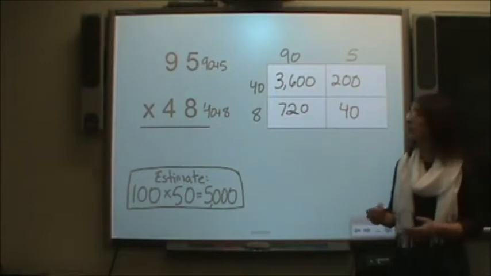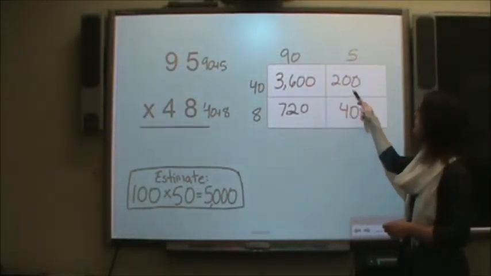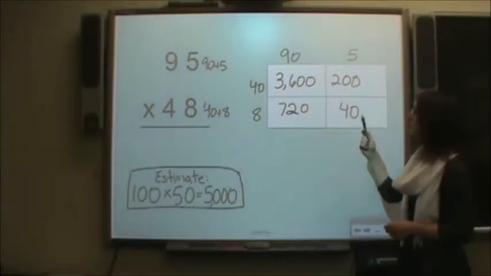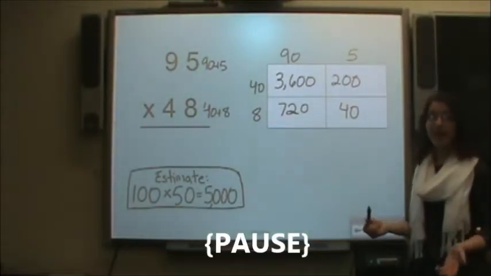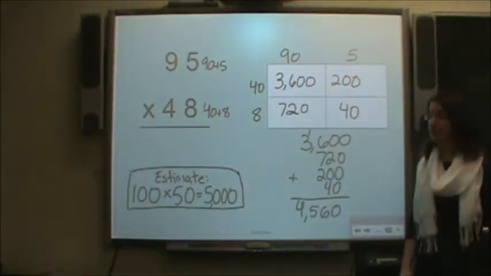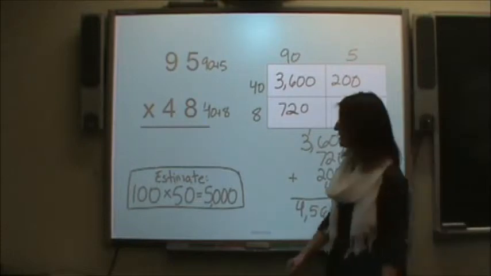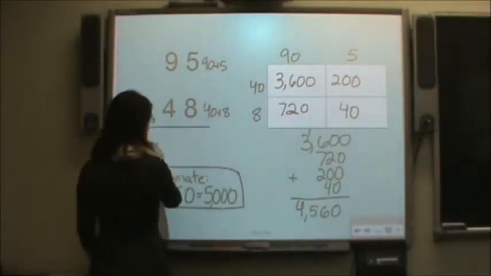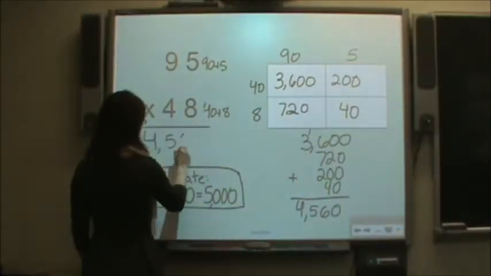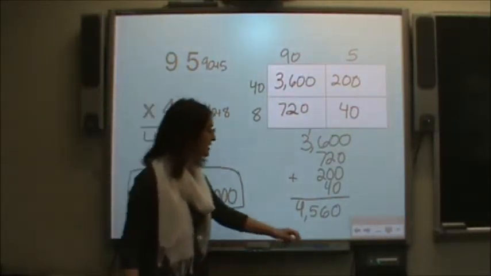The 4 partial products that you should have gotten are 3,600, 200, 720, and 40. Now we're going to add those up, so pause your video and do that now. I got 4,560, which is pretty close to 5,000, so I can be pretty confident that I'm correct. The next one you're going to do completely on your own.